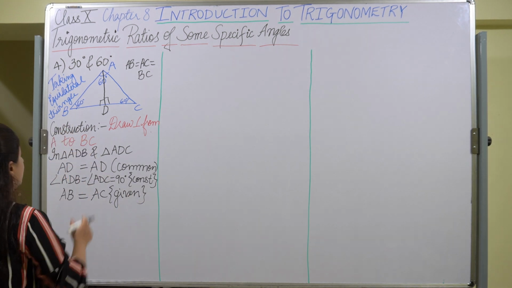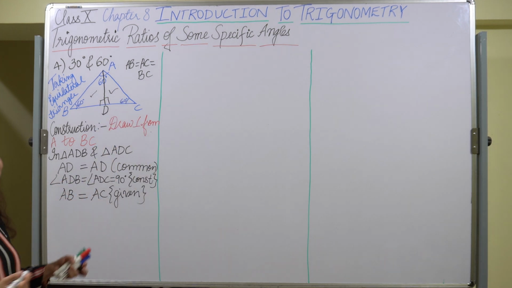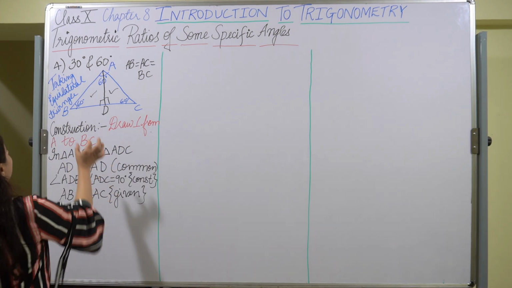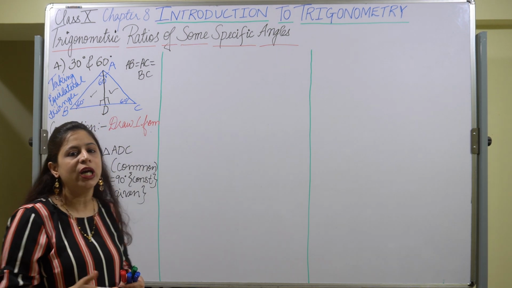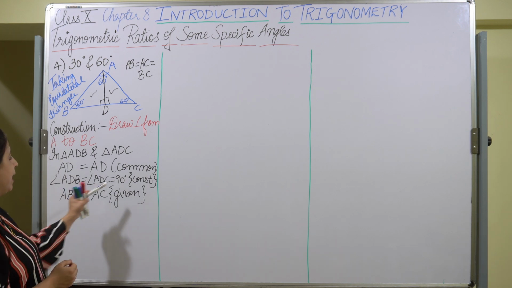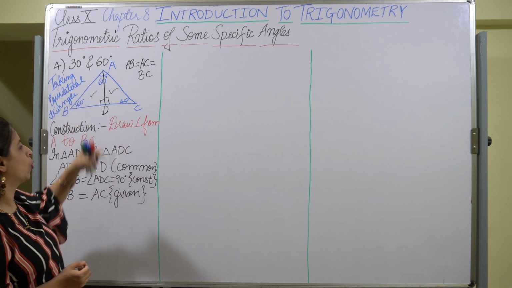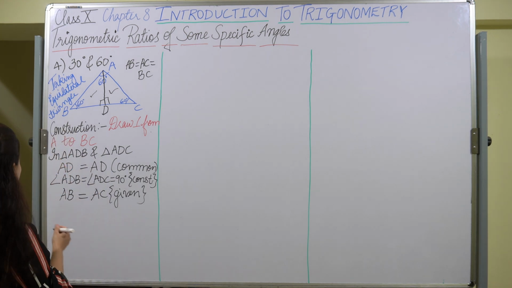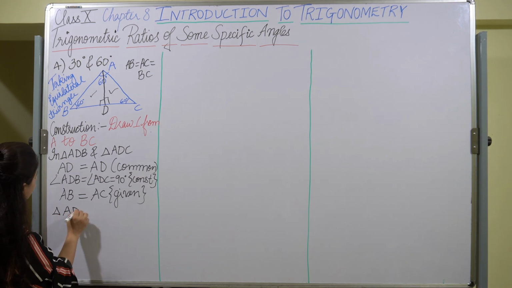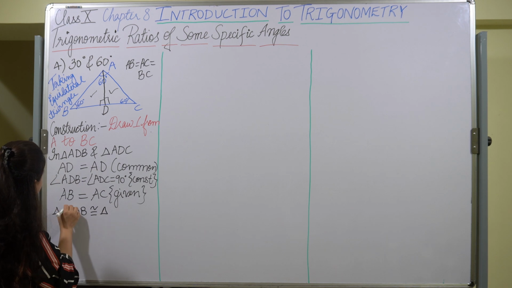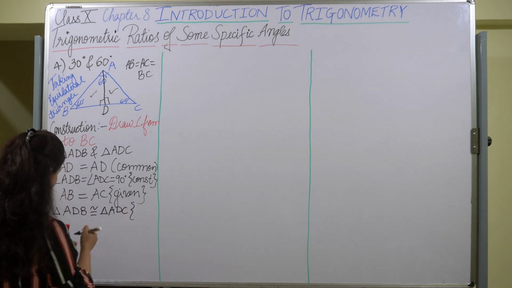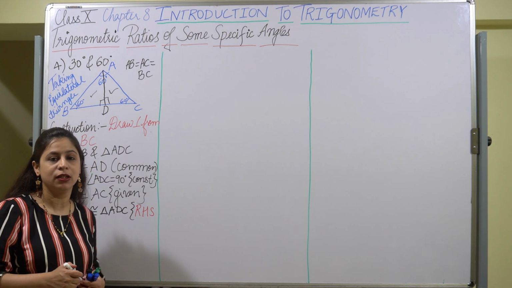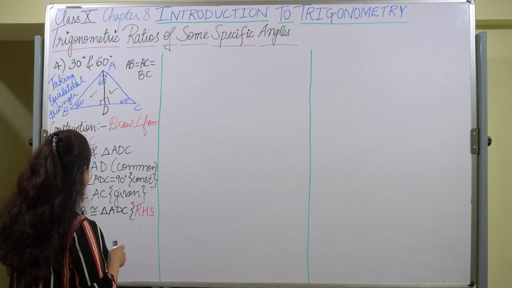So both these triangles are congruent. When the triangles are congruent, we can say that BD is equal to DC. So we have drawn a perpendicular in such a way that side BD is equal to side DC. Now, how are they congruent? They are congruent by the rule of RHS: right angle, hypotenuse and a side. AB and AC both are hypotenuse, and the side is the common side AD. So triangle ADB is congruent to triangle ADC by RHS. You can write the reason over here as RHS.